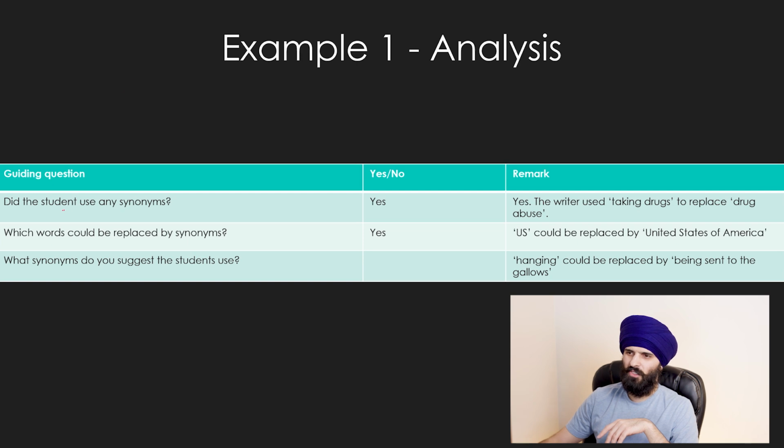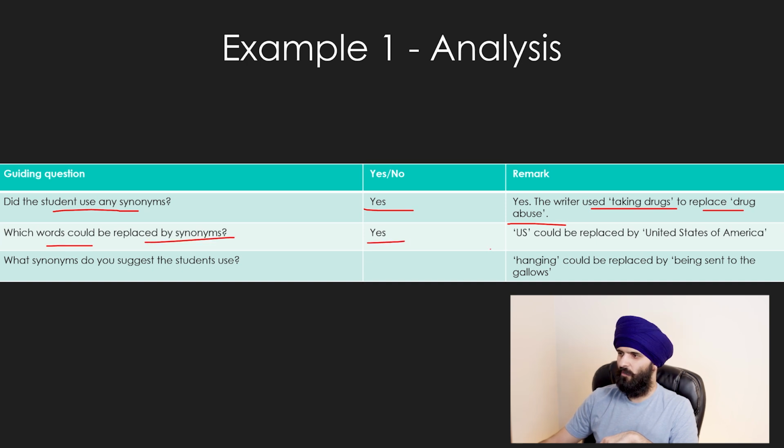First of all, did the student use any synonyms? Yeah, they used synonyms. They wrote, "the writer used taking drugs" to replace drug abuse. Another quick note, drug abuse can also be written as substance abuse, because that's another way of saying drugs. So if someone has an addiction, you can say substance use disorder. That's another verbiage that you can use. Write that down.